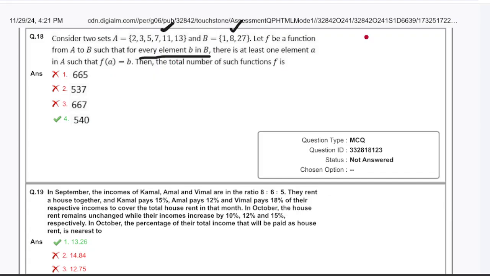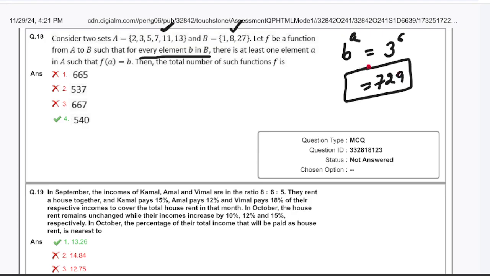Now, if there's no restriction, the answer is very simple. That is B raised to power A, which means 3 raised to power 6, that is 729. But that is not the case. If they ask the total number of functions, that is 729. But they've given a restriction.